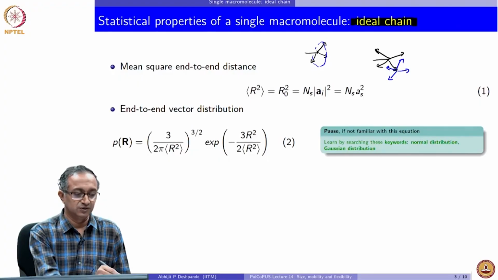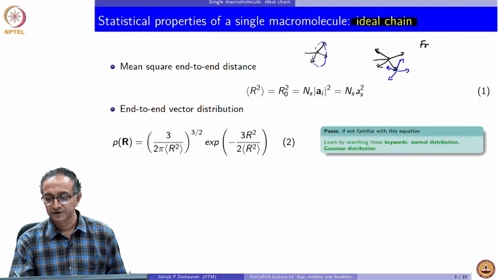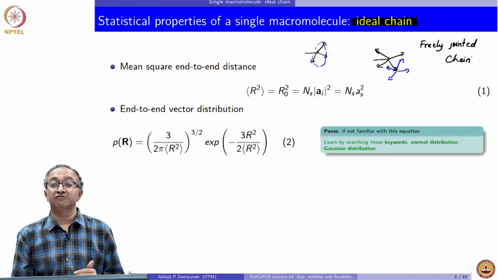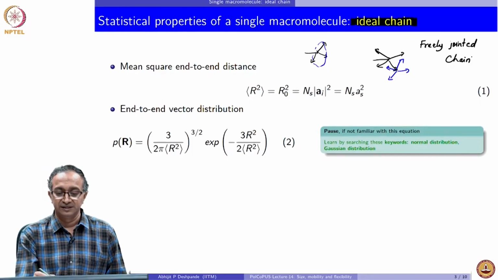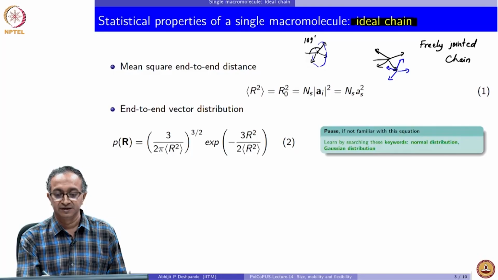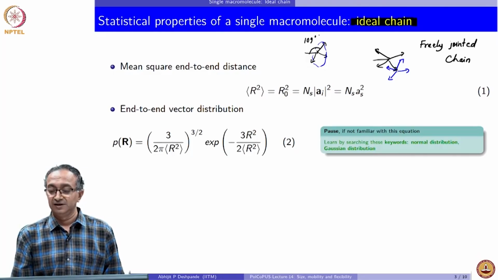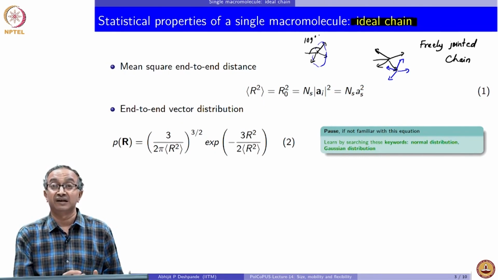So ideal chain is also referred to as a freely jointed chain. Clearly you can see that this is the simplest possible model. If we have to consider a real macromolecule, then the fact that there is always this 109-degree angle between two subsequent CC bonds is not incorporated in a freely jointed chain. So that will be an additional input to get another model.